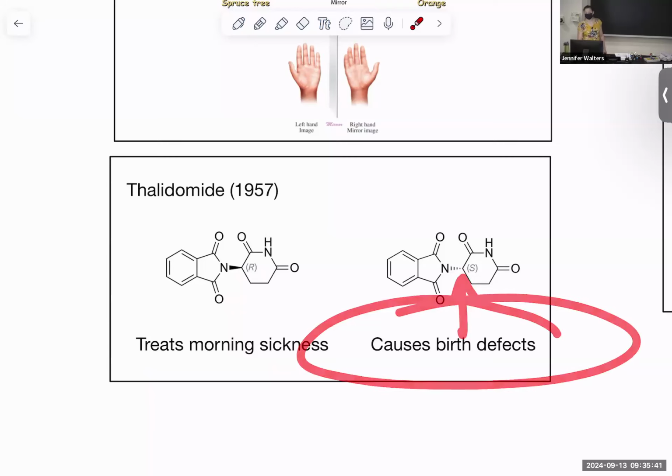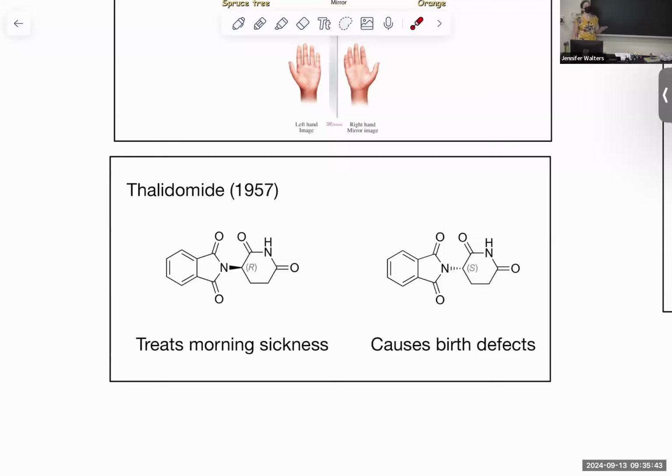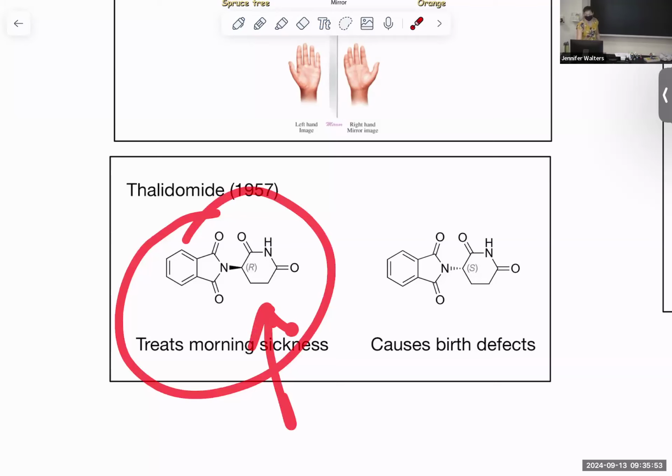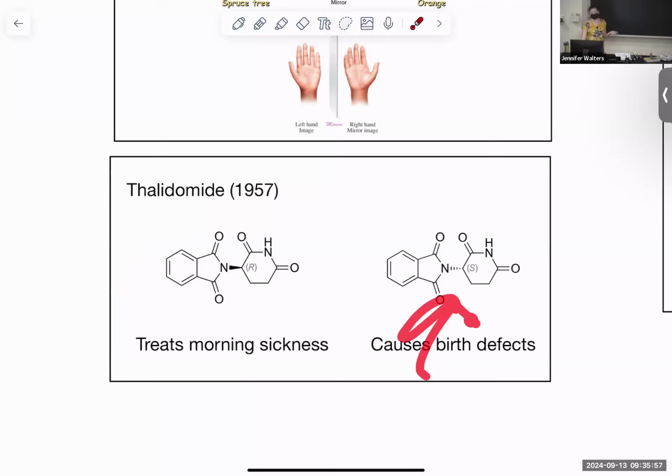That caused birth defects. So women were getting this initial relief, and then it was damaging their fetus. So having the handedness is really important because this was totally safe and had great therapeutic responses. This one was injuring and killing babies. There were big differences in the handedness. Your body can tell that in the molecules.